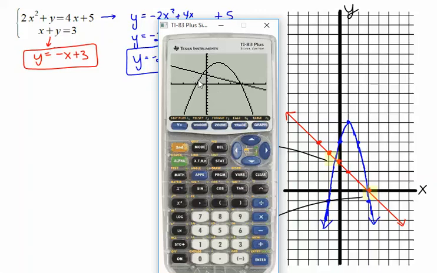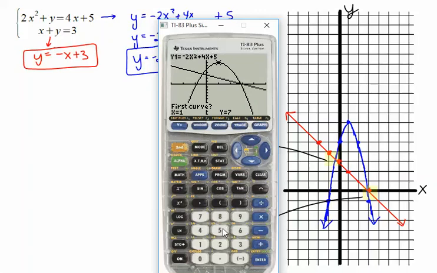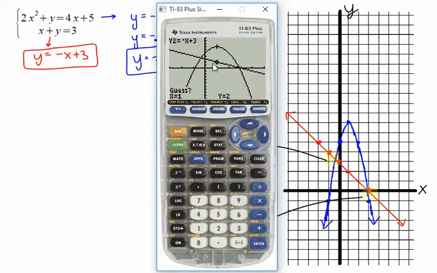Now if we want to solve for this intersection over here, we go into second trace, where we calculate. Item number 5 is intersect. Hit enter on the first curve, hit enter on the second curve, and when you take a guess, you want to get this little cursor near where the intersection point is. You can either scroll it by clicking the left arrow, or you could type in a value of x. For example, I can just type negative 2.